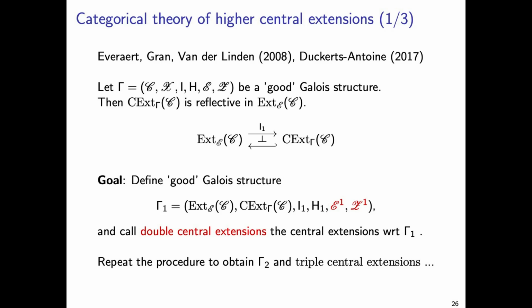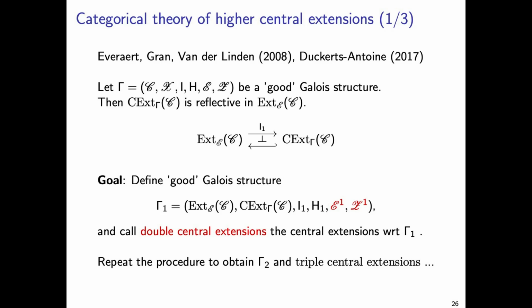Okay, and I also want to mention the work of Nadja Egner, who worked on beginning conditions to study higher central extensions. Let me tell you, in the general setting, the idea is that one starts with a good Galois structure Γ, for which the central extensions are reflected in the extensions. And the goal is to define a good Galois structure Γ1 to call double central extensions the central extensions with respect to Γ1.